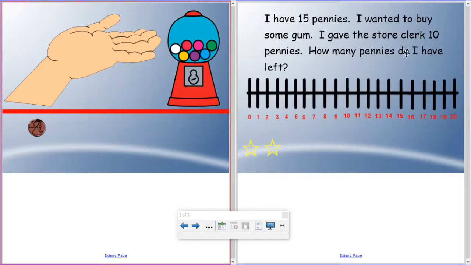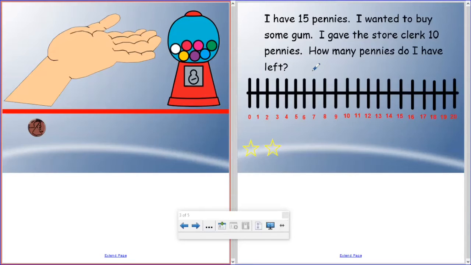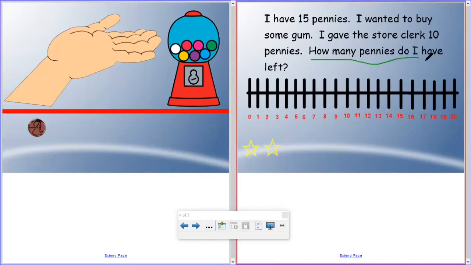How many pennies do I have left? That's the question that we have to answer. I know it's a question because it begins with the question word, how. I also can see that the sentence ends with a question mark. A question mark is at the end of an asking sentence. So I know that's a question. I'm going to underline that question to make sure I answer it. How many pennies do I have left?